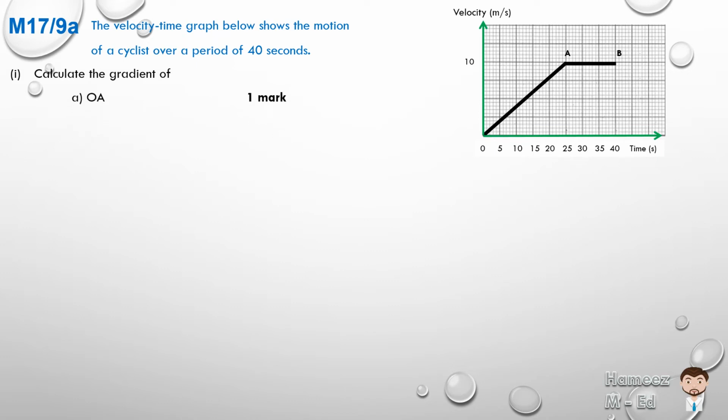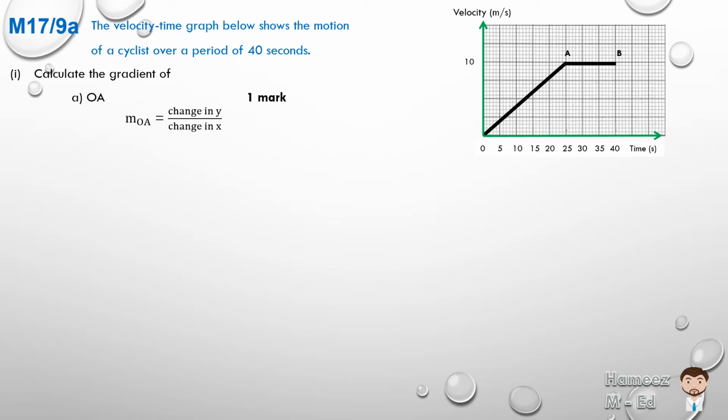If we want to calculate the gradient of OA, that's from the origin to A, that will be the sloping line going upwards. To find the gradient of OA, that will be the change in the y values over the change in the x values, or some textbooks say the rise over the run, or y2 minus y1 over x2 minus x1, or delta y over delta x. They all mean the same thing. What we're saying really is like a right angle triangle and saying opposite over adjacent.